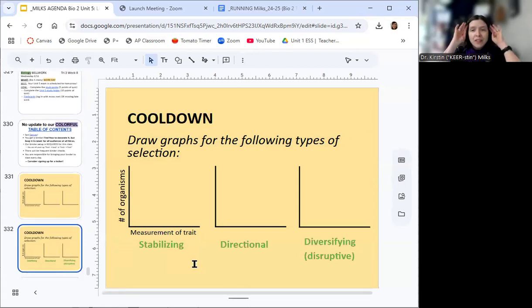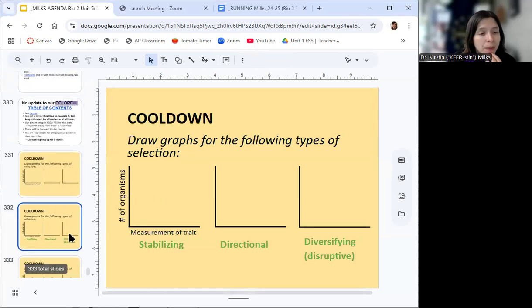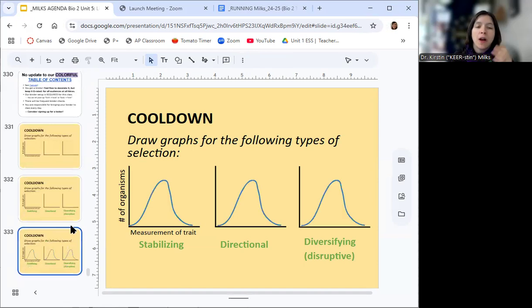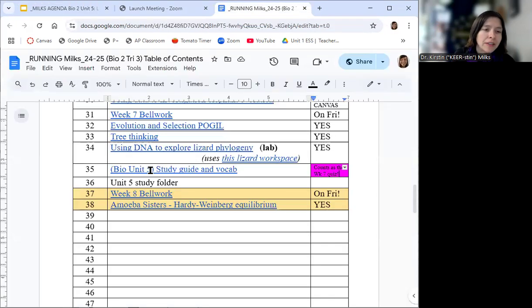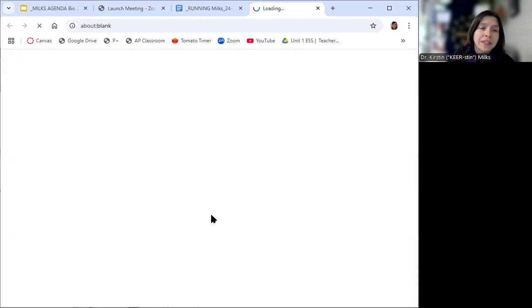Next up, you're going to write these 3 phrases down: stabilizing, directional, and diversifying or disruptive. And then the next thing you're going to do is draw the same curve. These are like those histograms. Remember all those bar graphs that you graphed? This is that thing, but with the original shape. It's like the shape that those bar graphs would go over, right? And then what you're going to do is think about the definitions that we have for these different ideas.